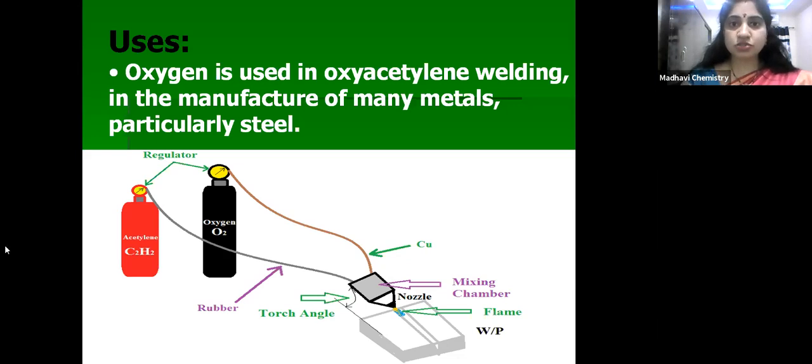Oxygen is used in oxyacetylene welding. Oxyacetylene welding means acetylene and oxygen combine and undergo combustion, so high heat is produced. That is used for the welding purpose. This is also used in the manufacture of many metals, particularly steel. Oxygen is very important for welding and for the preparation of many metals like steel.